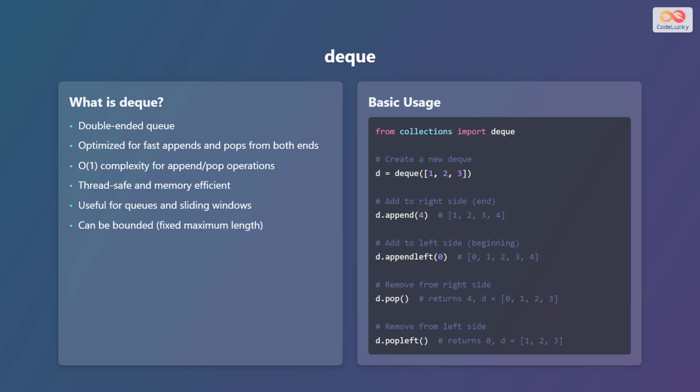Now let's look at some basic usage. First, import deque from the Collections module. Then create a new deque with the values 1, 2, and 3. To add to the right side, or the end, use d.append(4). This will result in the deque containing 1, 2, 3, and 4. To add to the left side, or the beginning, use d.appendleft(0). This will result in the deque containing 0, 1, 2, 3, and 4. To remove from the right side, use d.pop(), which returns 4, and the deque becomes 0, 1, 2, and 3. To remove from the left side, use d.popleft(), which returns 0, and the deque becomes 1, 2, and 3.